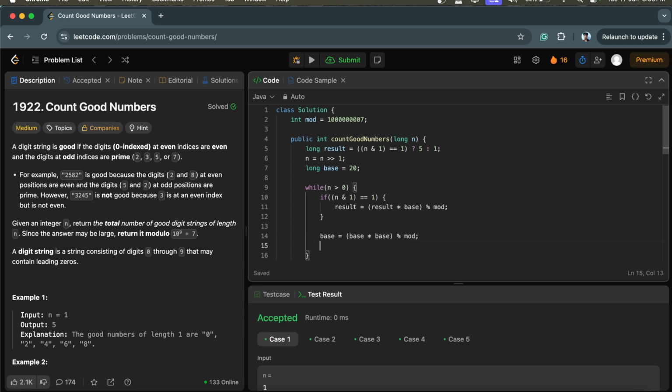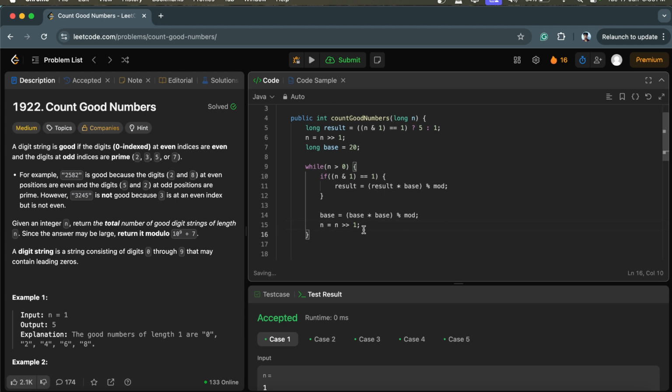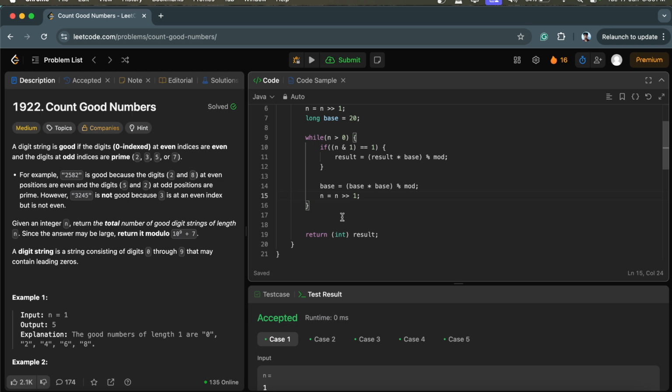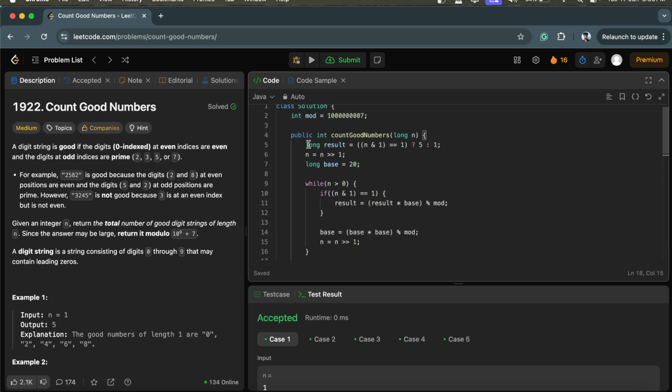Now base has also got updated, so again we will divide n by 2. Okay, I am just shifting the bit. The moment we shift this bit, let us try to get the answer for 3. Let us say that n is equal to 1. If n is equal to 1, how does the result work? We check whether n is odd or even, so it is odd, so result 5 is what we got.